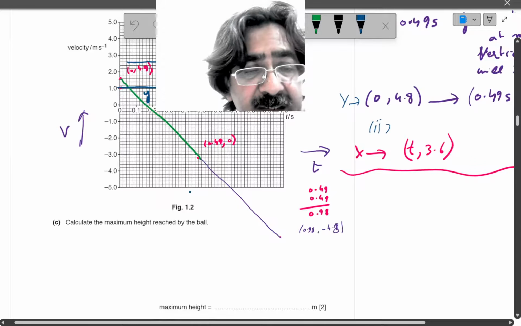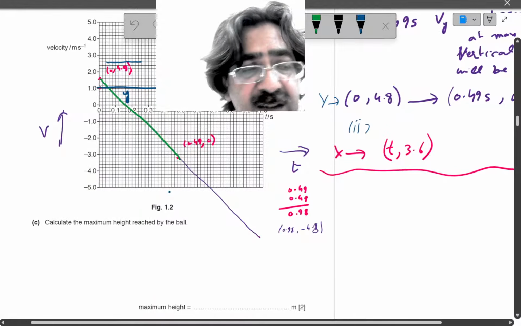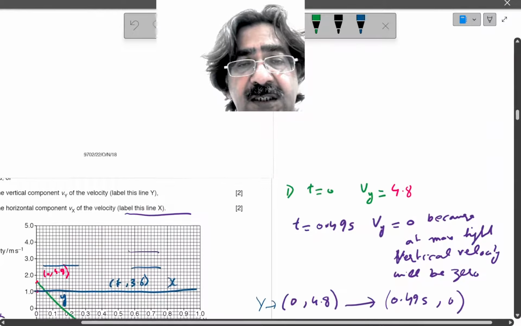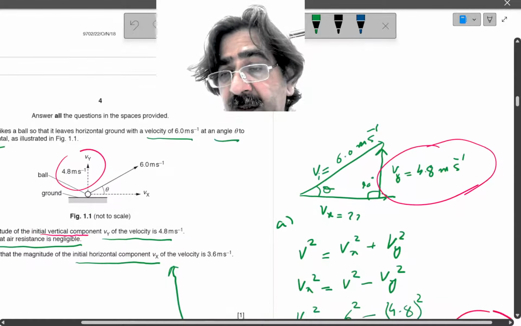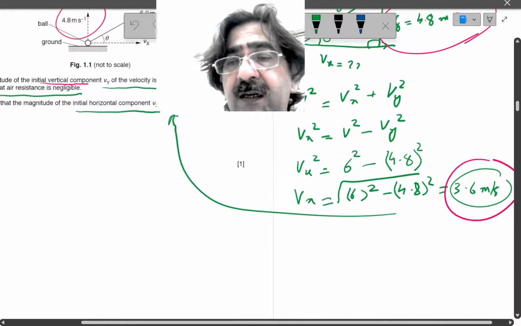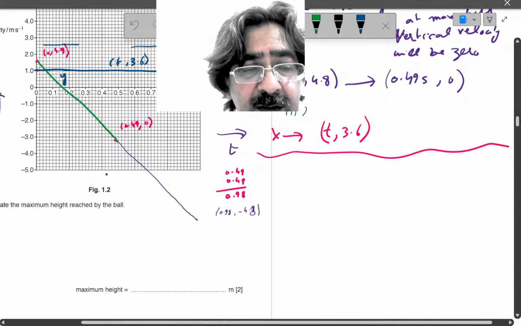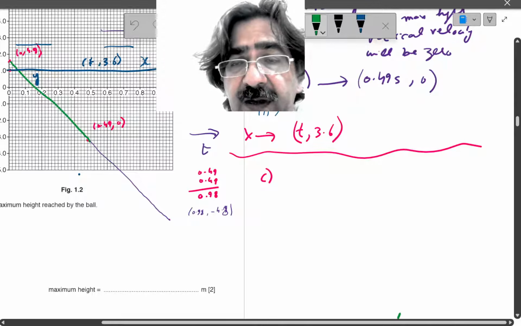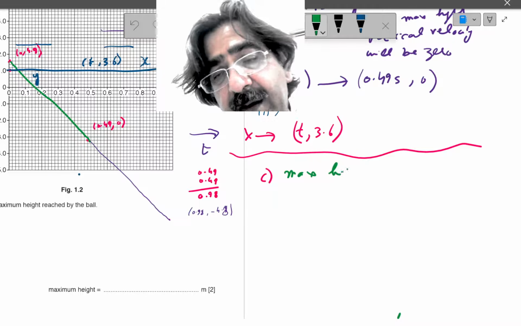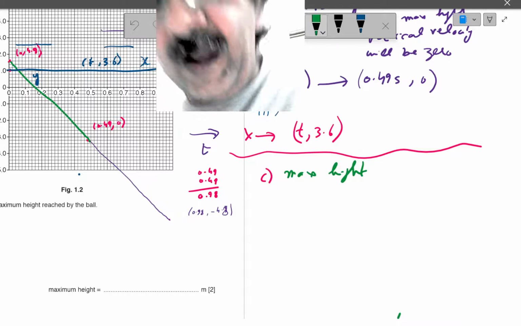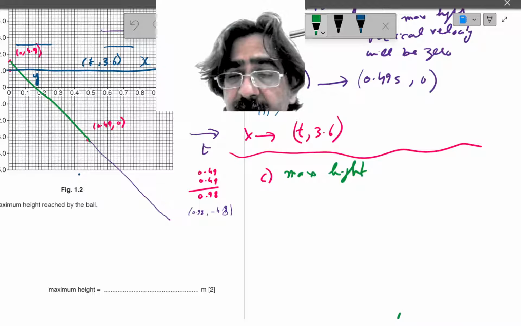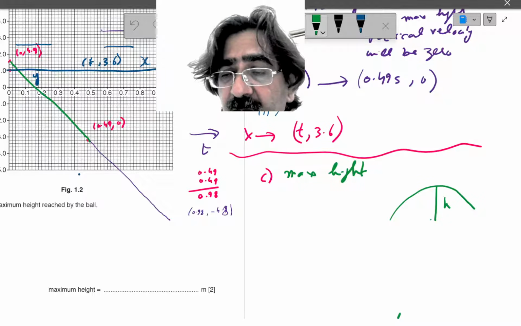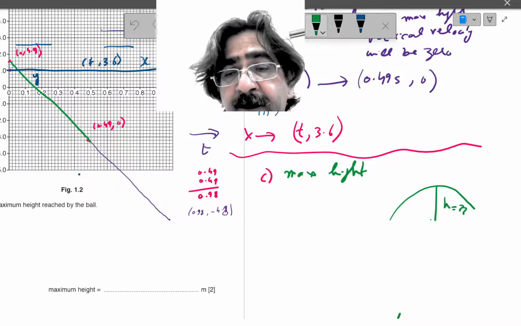Now we have to calculate the maximum height reached by this ball. Initial velocity is given. Question number C, the maximum height. We have to find the maximum height, and this is a projectile. This will be the maximum height. Okay, we have to find this.